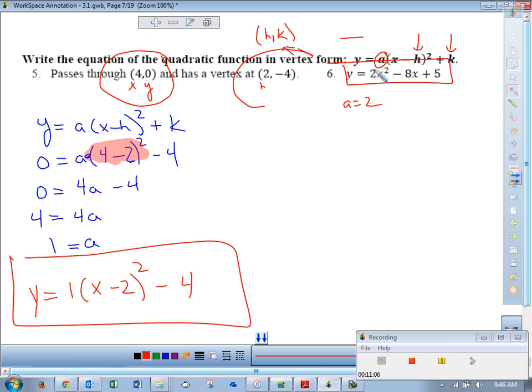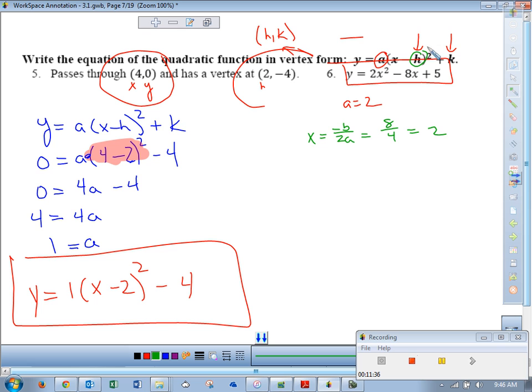I need to know the vertex now. Well, this is in standard form. I can find the x value of the vertex with a cool little formula. I will say the x value of the vertex is the opposite of b over 2 times a. Which, what's the opposite of b? 8. And 2 times a is 4. So the x value of my vertex is at 2. AKA, that's h right there. That's the x value of my vertex.